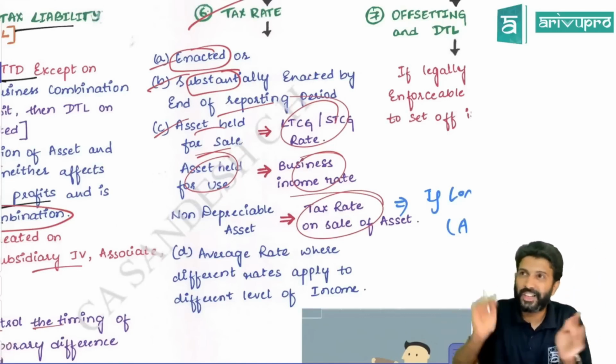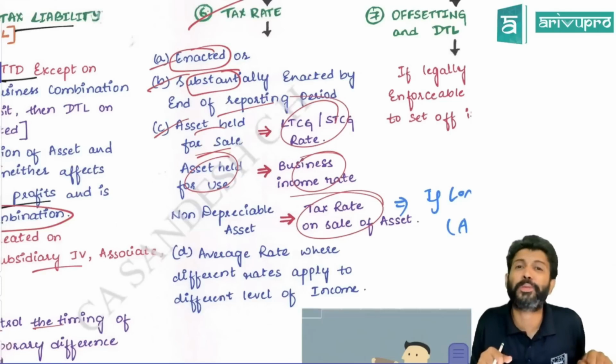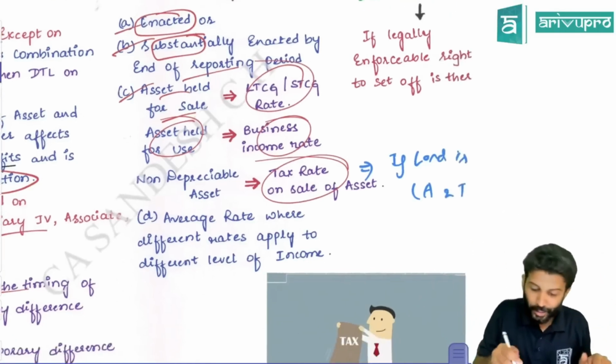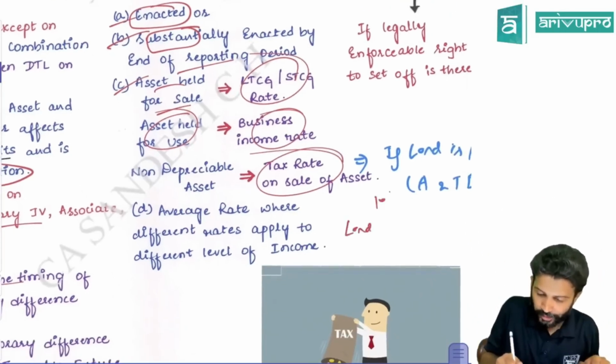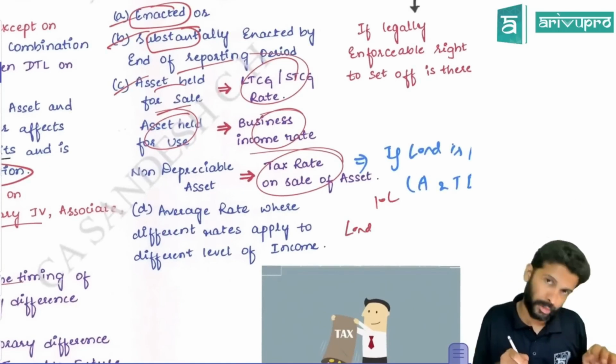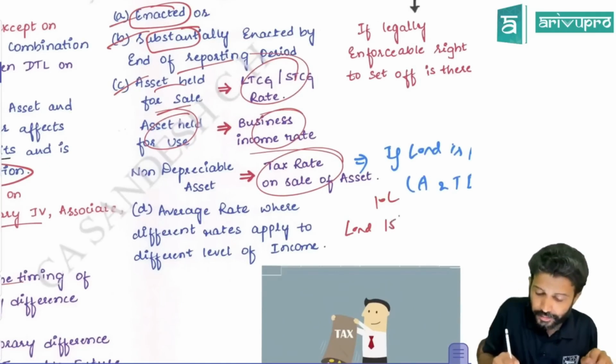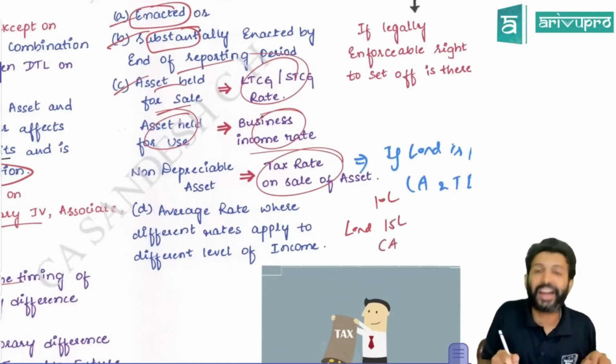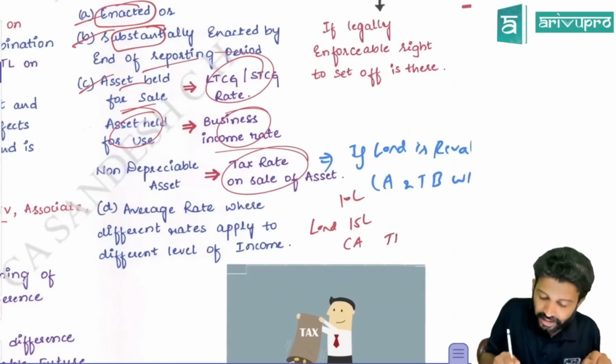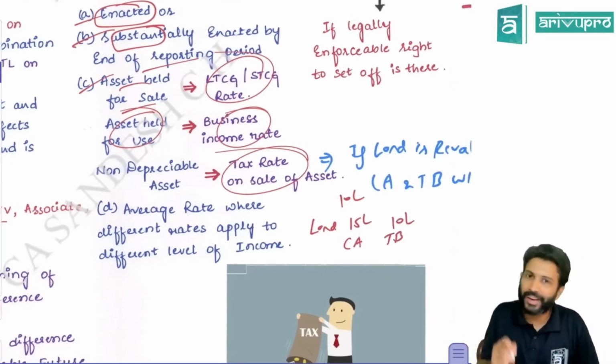Subsequently, as per Ind AS 16, you can measure the land at the revaluation model also, no? So you can measure the land at fair value. Let's say you went for fair value. You bought it for 10 lakh, but you want to go for the revaluation model. And the fair value of the land is, let's say, 15 lakh. That means the carrying amount of the land in your books will become 15 lakh, but the tax base will still be 10 lakh. So there will be a difference, correct?